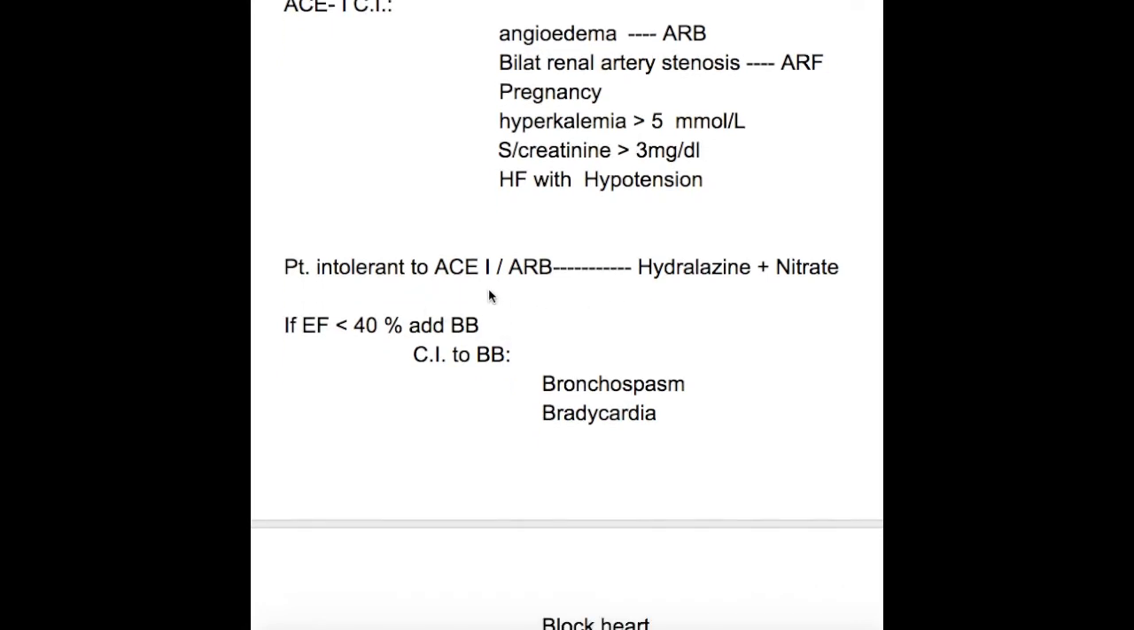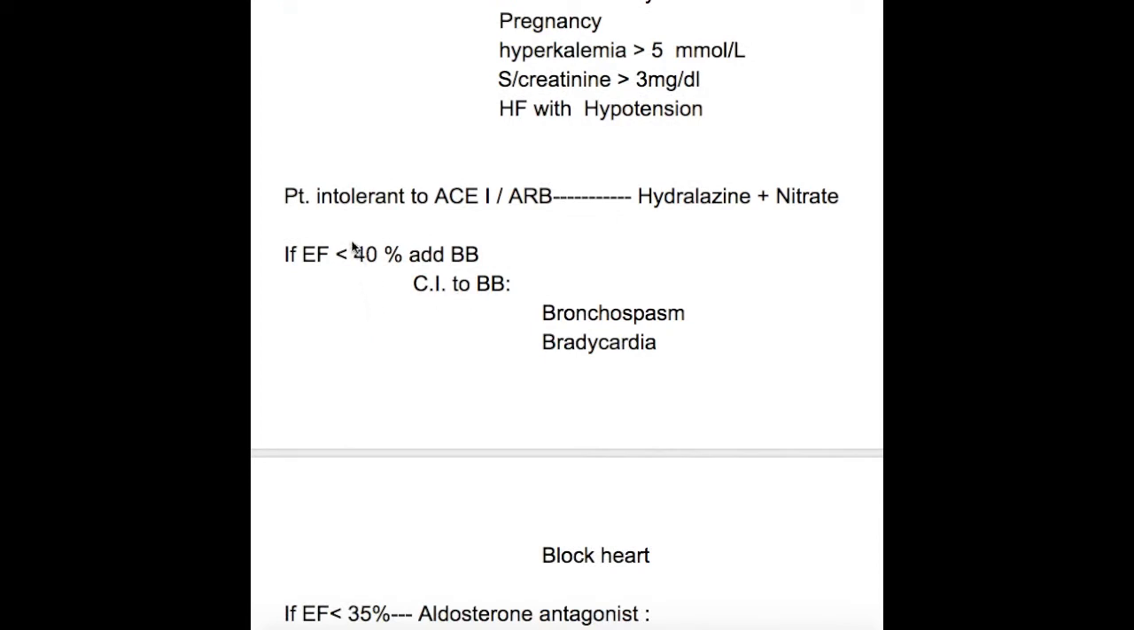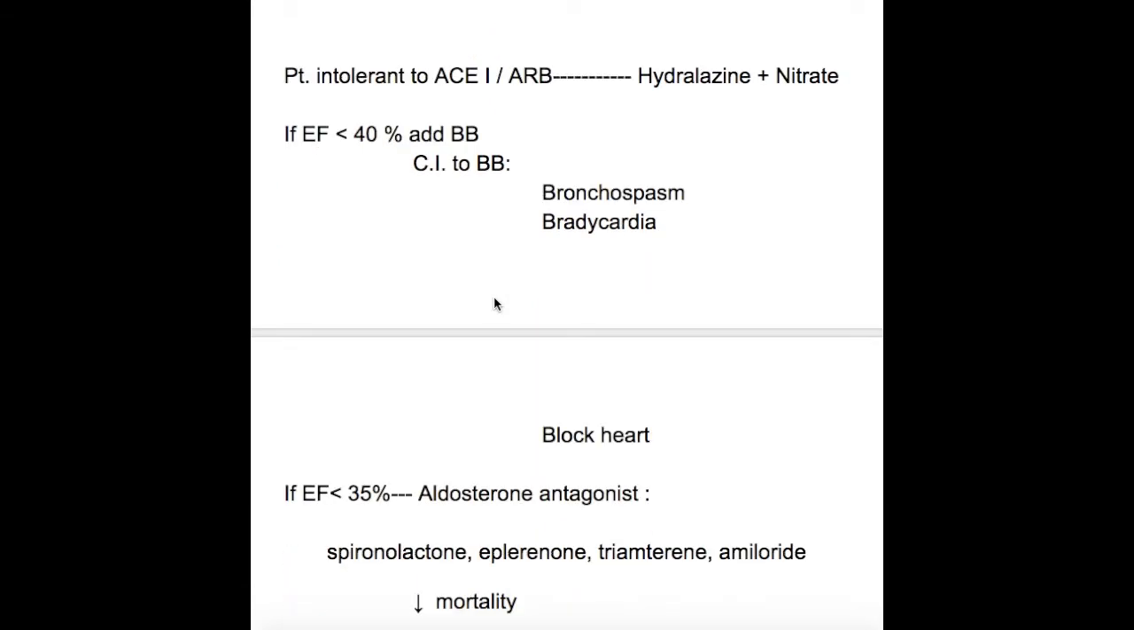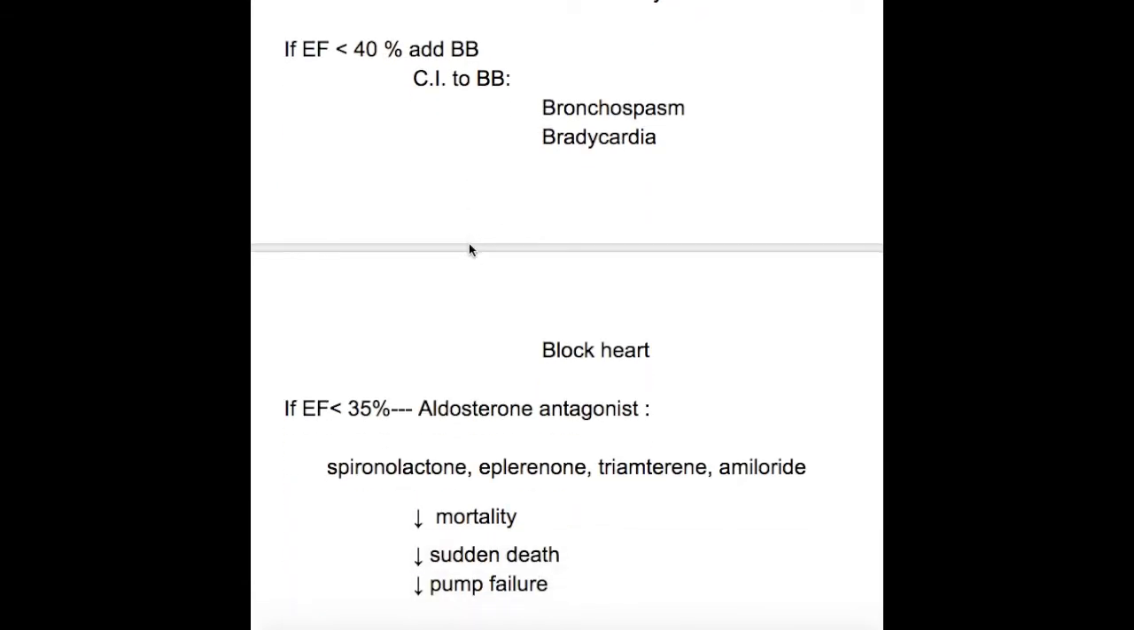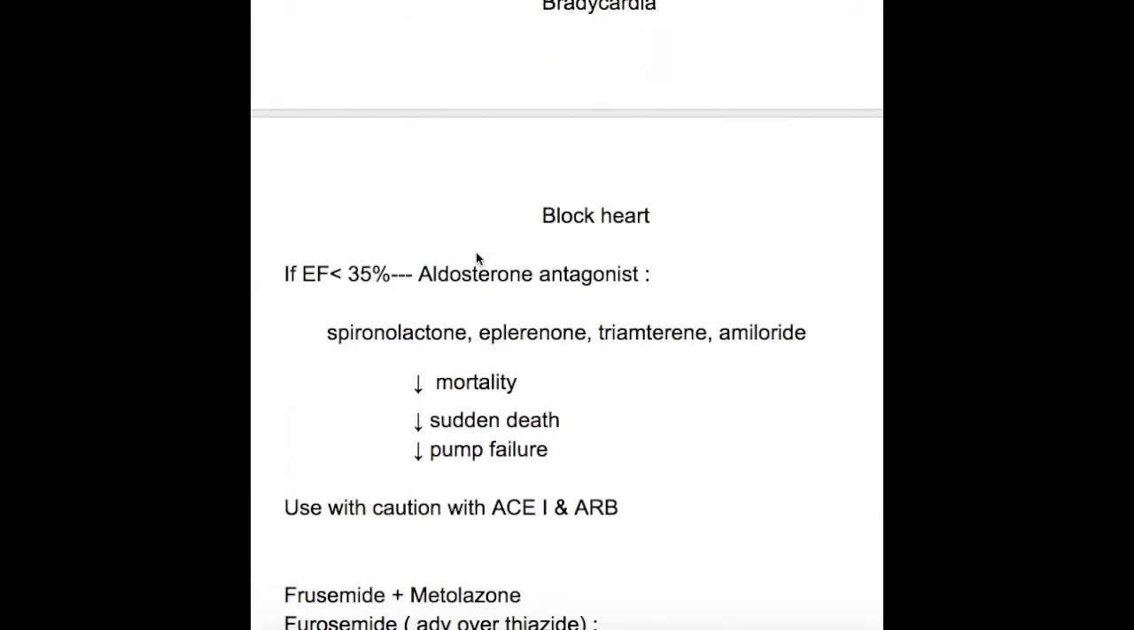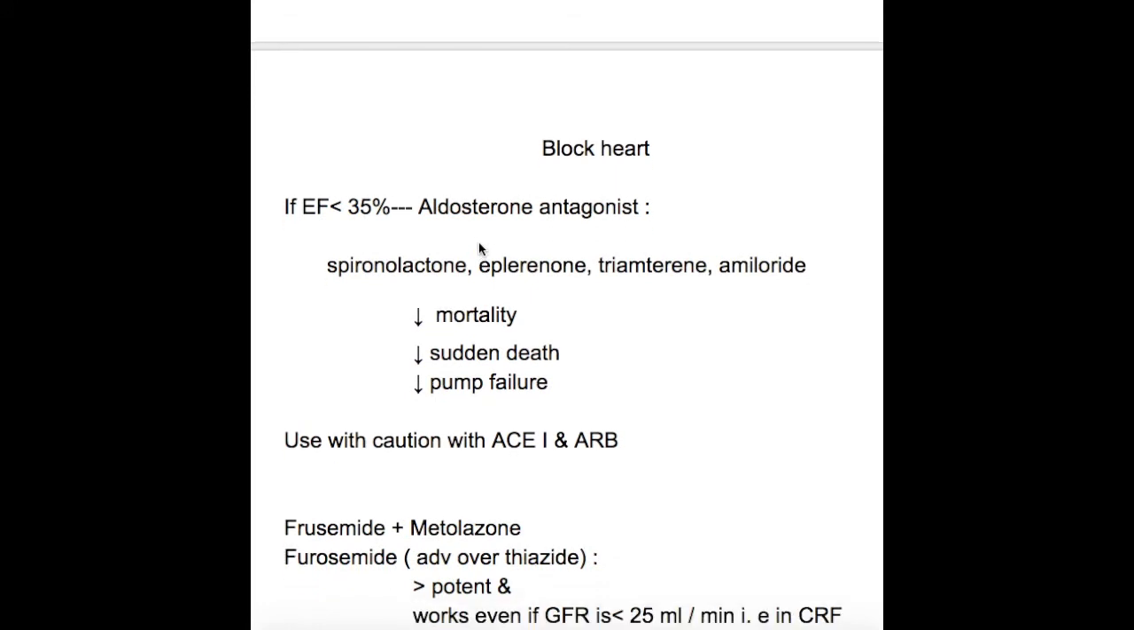Okay, when do you add beta blockers? If the ejection fraction is less than 40%, then the beta blockers are added. But what are the contraindications to the beta blockers? Bronchospasm, bradycardia, and heart block.